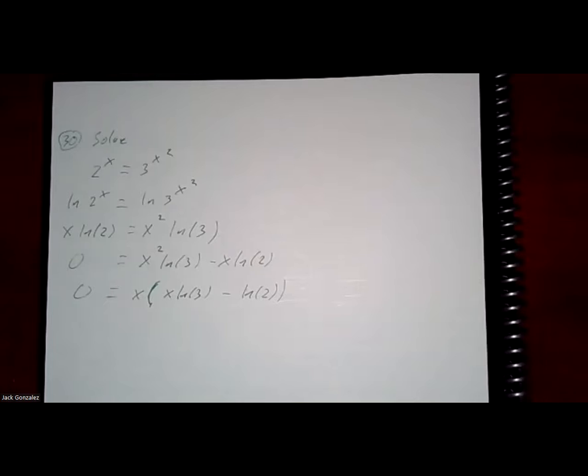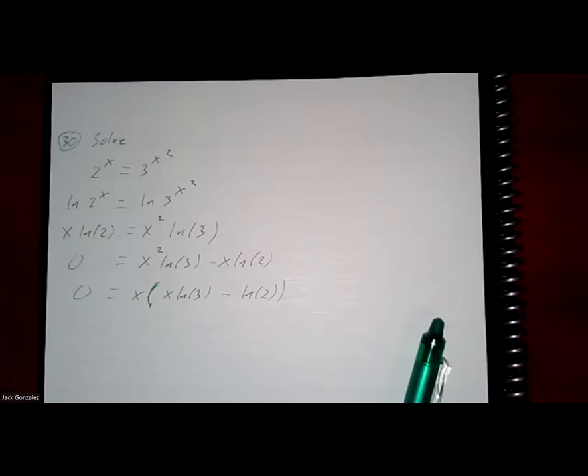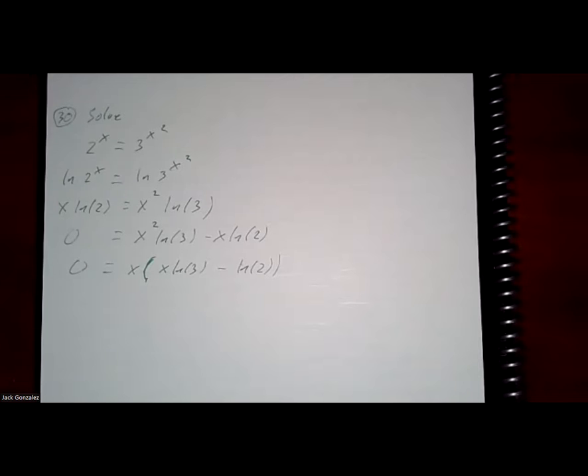So you get x ln 3 minus ln 2. Hold on a second. Let me see. Is there a solution to number 30? Nope. Oh, I see. This is what we can do. Sorry, it just looks so weird that I got confused.